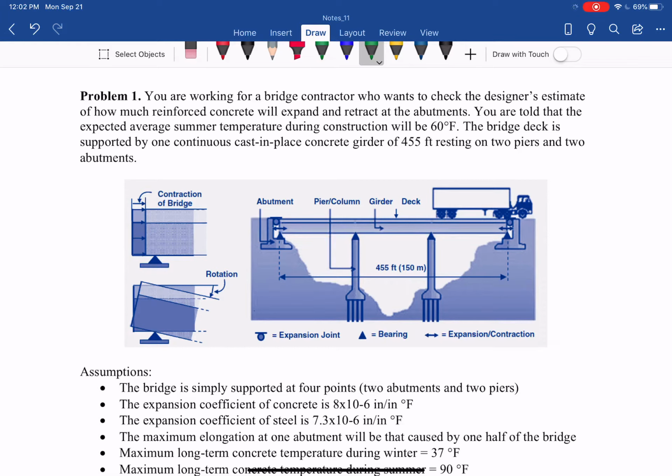Problem 1 involves estimating expansion and contraction during bridge construction. You are working for a bridge contractor who wants to check the designer's estimate of how much reinforced concrete will expand and retract at the abutment.